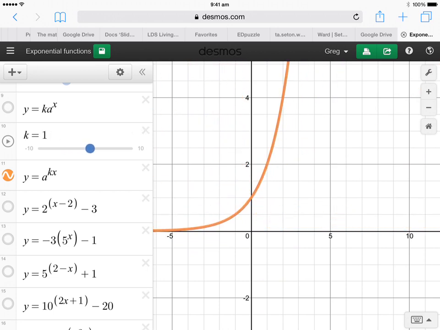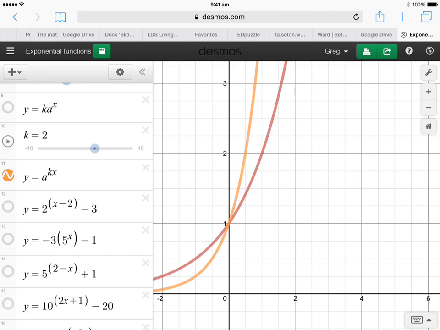So let me stop it over here at 2. Sorry, this is 2 to the power of 2x rather than just 2 to the power of x. So if we look at our x values, the x values are going to be double what they were. So when x equals 0, you can see they're going through the same point.